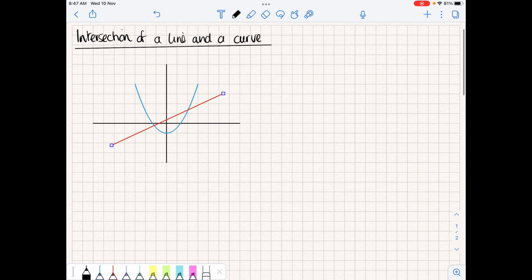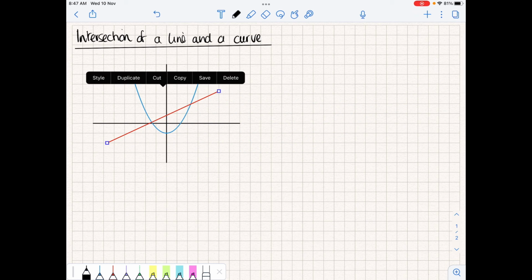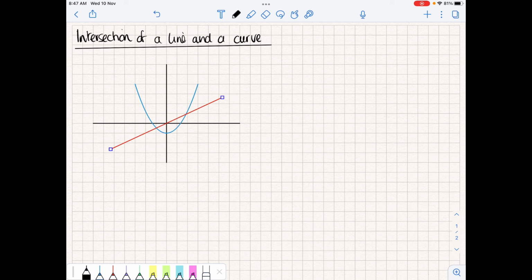And if I move the straight line here, it's clear to see that we have two distinct points of intersection. The graphs intersect each other at two places. Now, if either the straight line or the curve's equation had to change, this interaction could change.